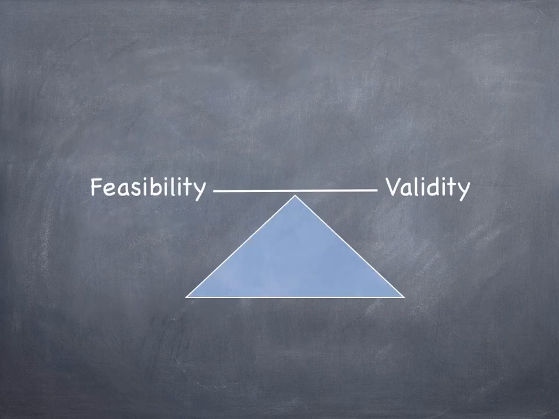Sometimes investigators are tempted to allow biases into their study to make them more feasible and easier to complete, but that can lead to poor validity of the findings. The key is finding the right balance between feasibility and validity when planning your study, and doing so is not easy.